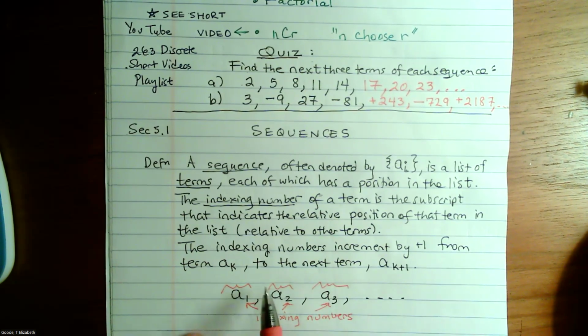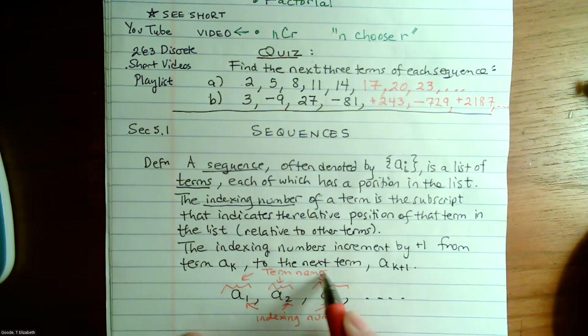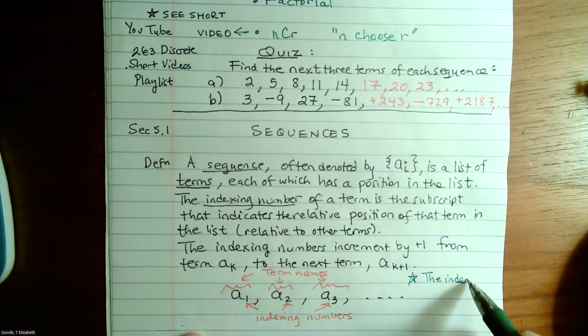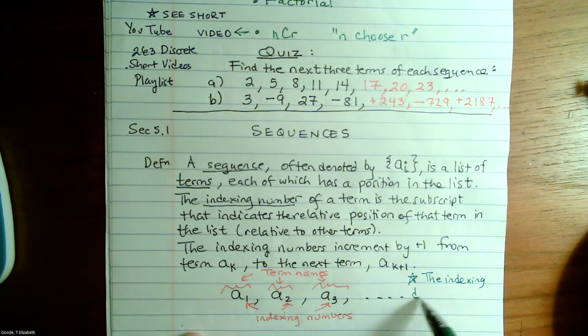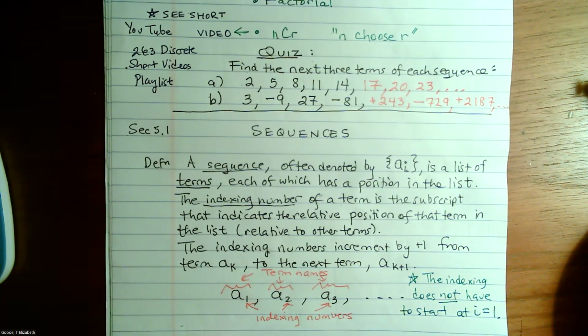And then these are called the term names. Each term has a name, and that includes the indexing number. And it turns out the indexing does not have to start at 1, okay? It could start at 0 or some other number. So the indexing does not have to start at i equal 1. It could be a different indexing start, and we'll see examples of that.